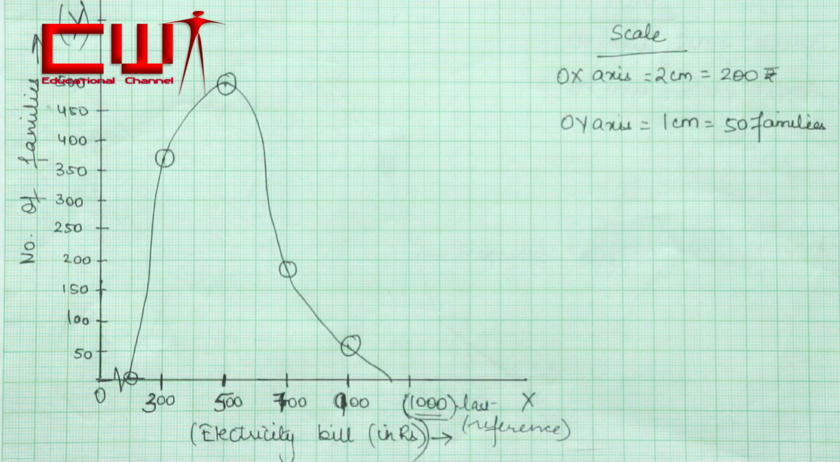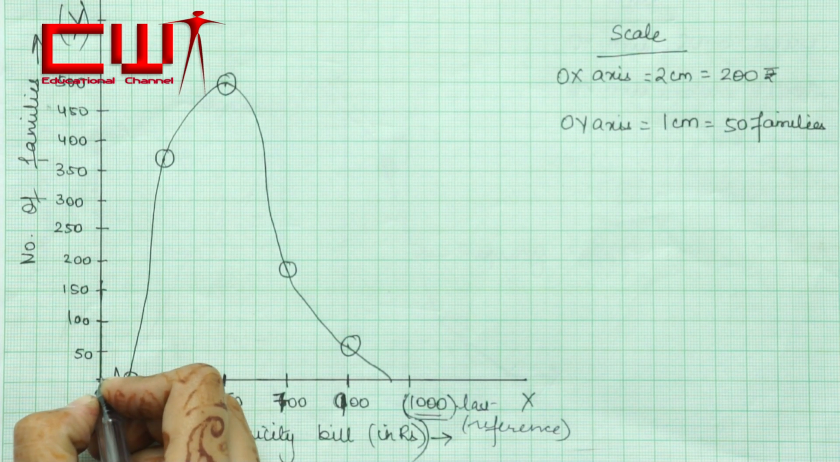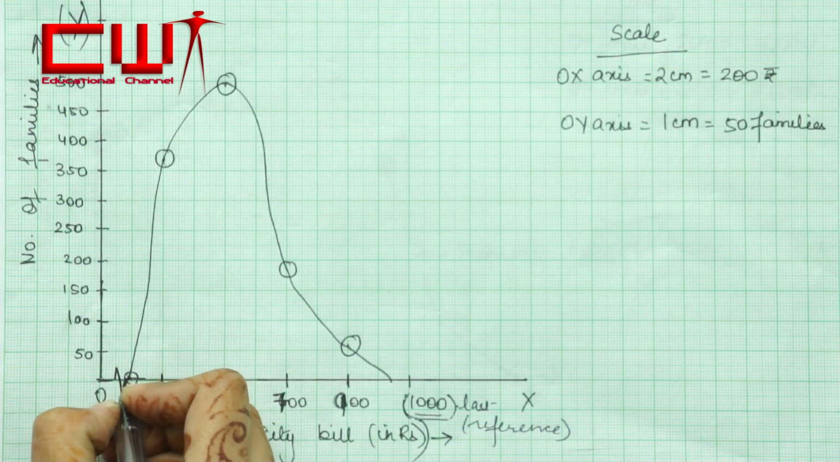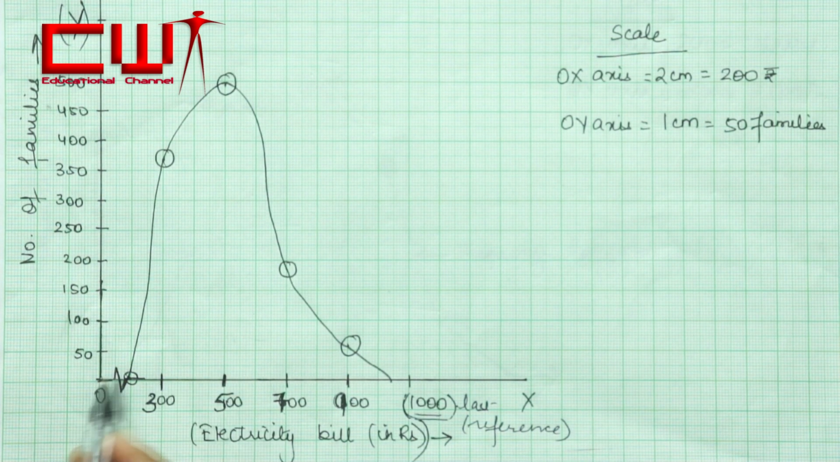You don't have to plot anything here. So 0 to 300, the difference is how much? 300. But with the other numbers, the difference is only 200. So what you will do, again you will make a crink mark. Crink mark means from 0 to the next number, the difference is not equal to the other upcoming numbers, right?